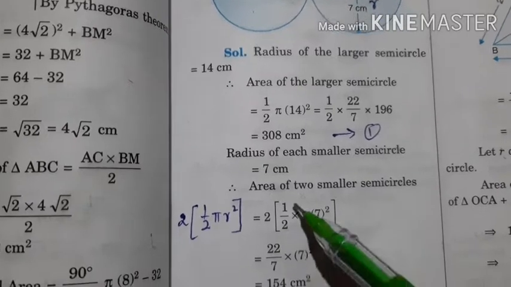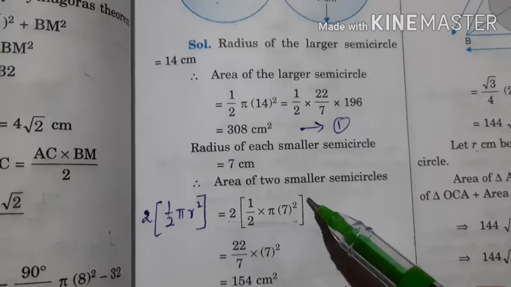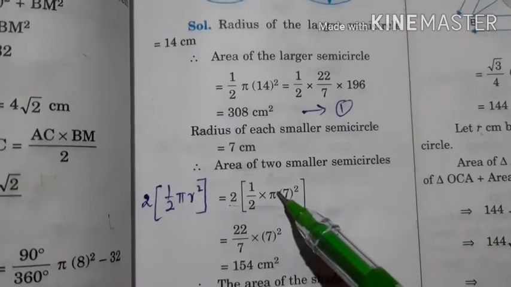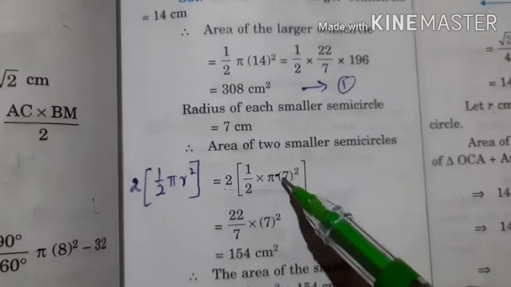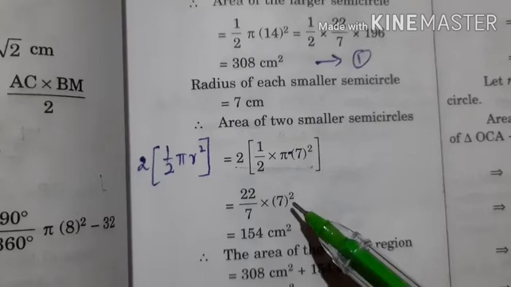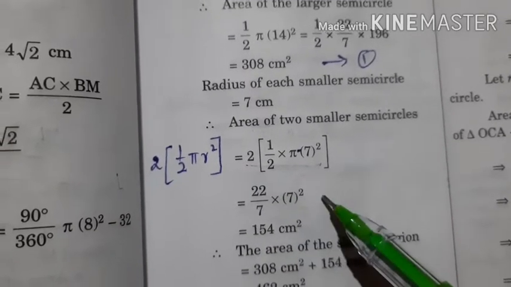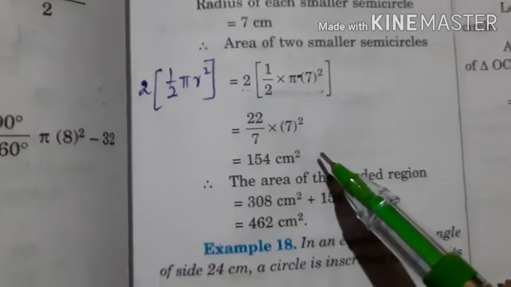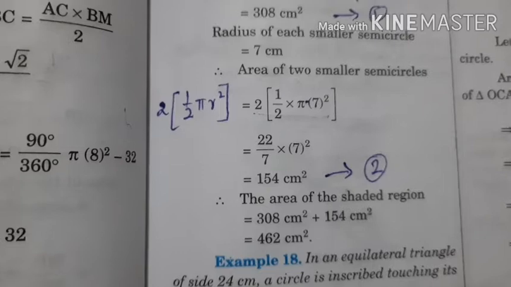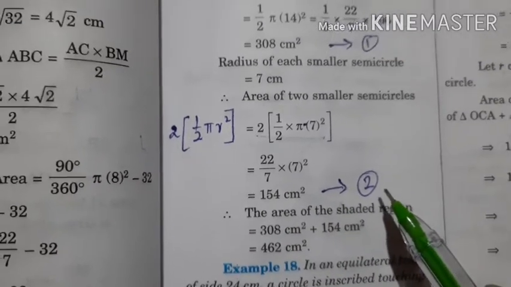Therefore, it is 2 into half into pi. Radius is 7 square. Right? Here, this 2 and 2 will get cancelled. Pi means 22 by 7 into 7 square. 7 square means 7 into 7. Here 7 get cancelled. 22 7s are 154 centimeter square. Right? I call this 154 centimeter square as equation 2.